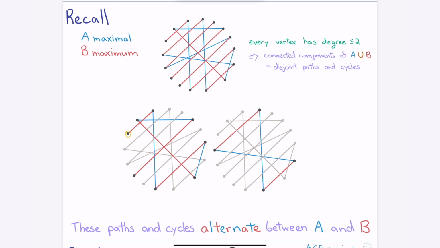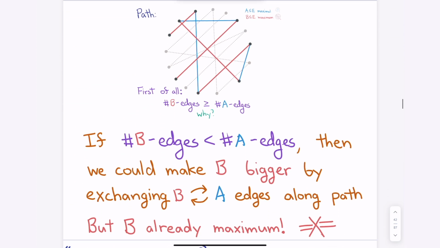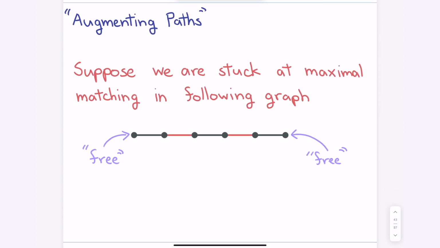Again, if I take two matchings and look at their union, we're going to get these cycles and paths, and they're alternating, right? Cycles are tied, and paths, we had this thing. The reason there's at least as many red as blue is because you can otherwise augment along these paths. If there were fewer B edges than A edges, I could have made B bigger by exchanging the B edges for the A edges along this path. This is called an augmenting path.